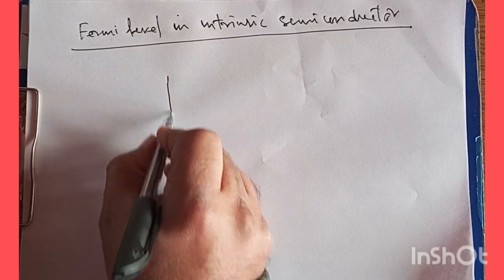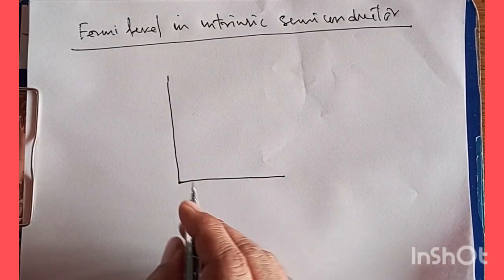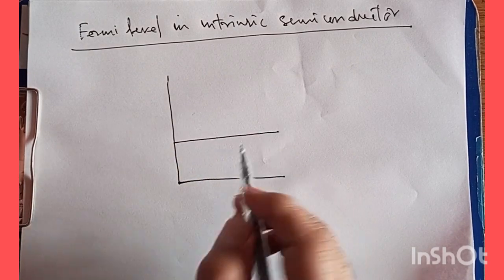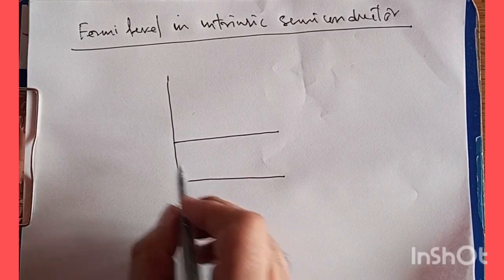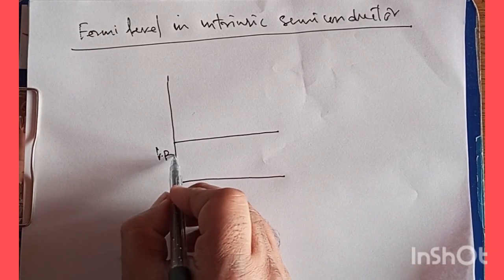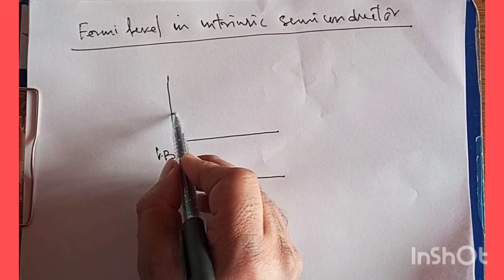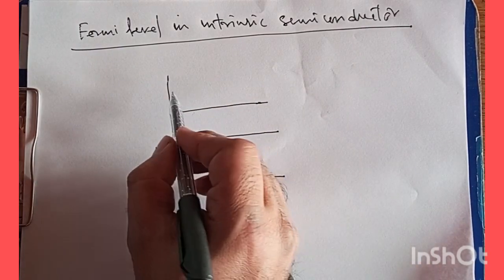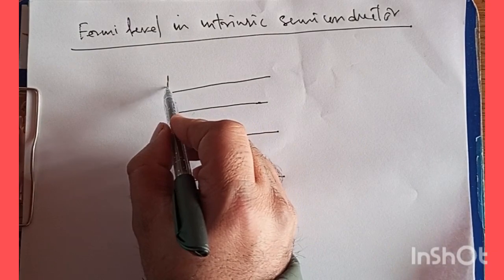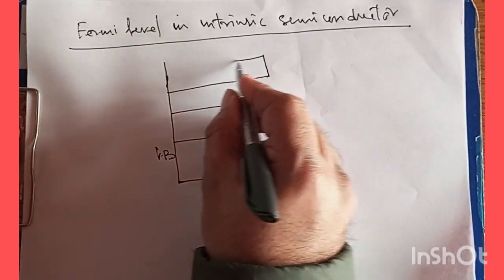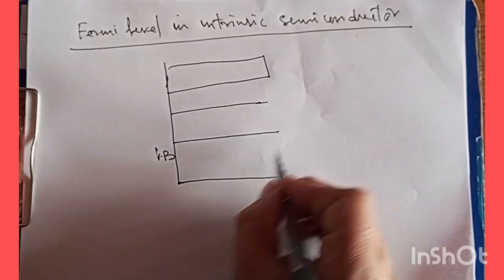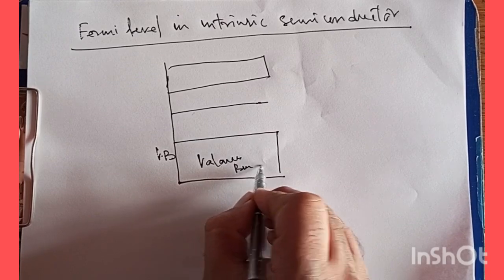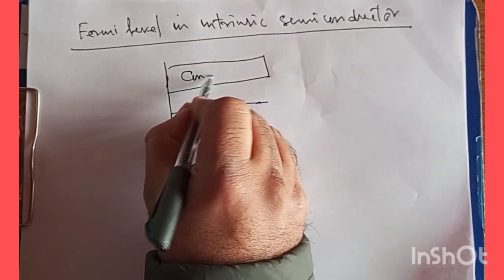So if I draw an energy band diagram, and if I assume that this is my valence band, and there is a Fermi level, an arbitrary position I'll take here, and then we have the conduction band. Okay, so this is my valence band, and this is my conduction band.